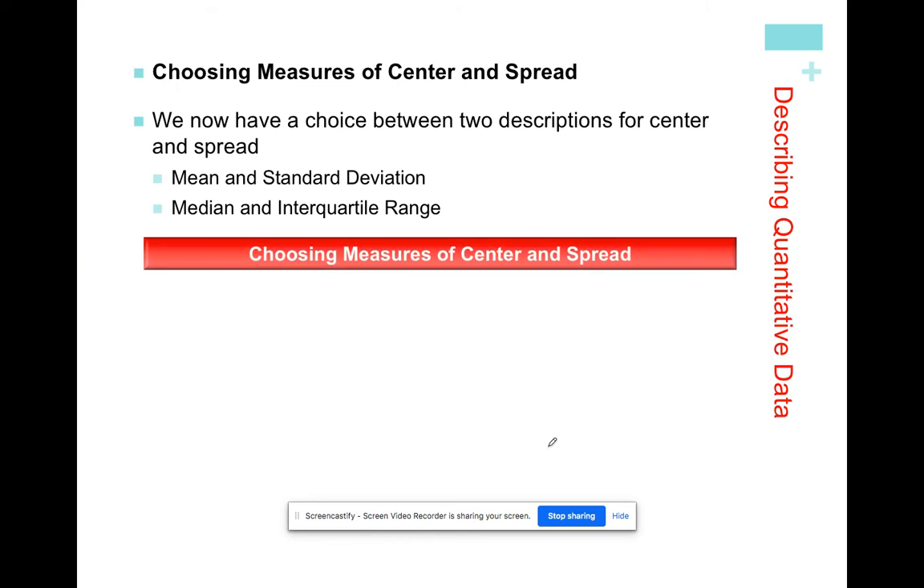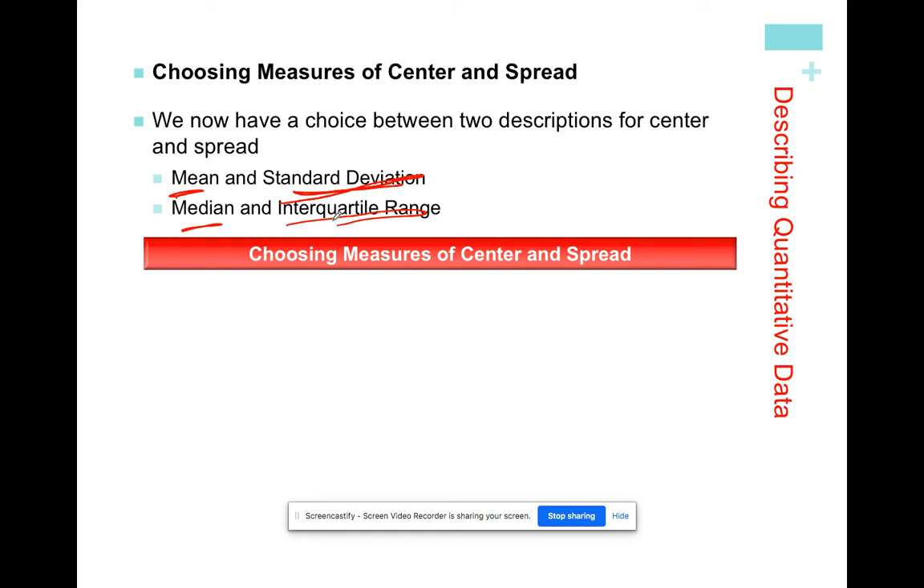Okay, so we have several measures of center and several measures of spread. We have mean and standard deviation and median and interquartile range, and those two are really paired together. So if you're going to report the mean, with the mean, you're going to use standard deviation as your measure of spread. If you're going to report the median, you're going to use the IQR as your measure of spread.